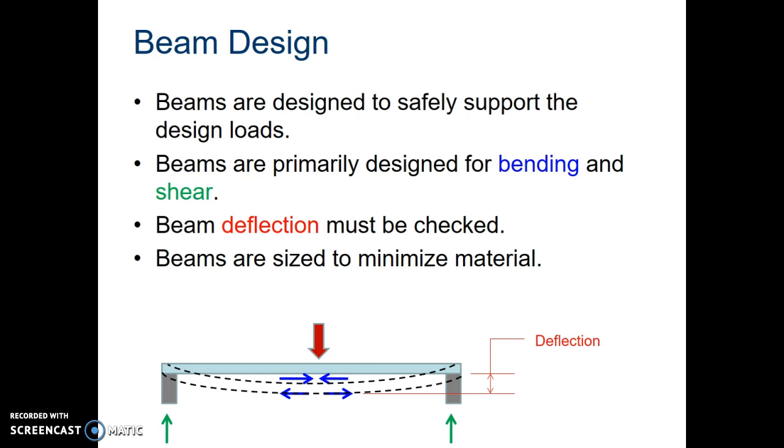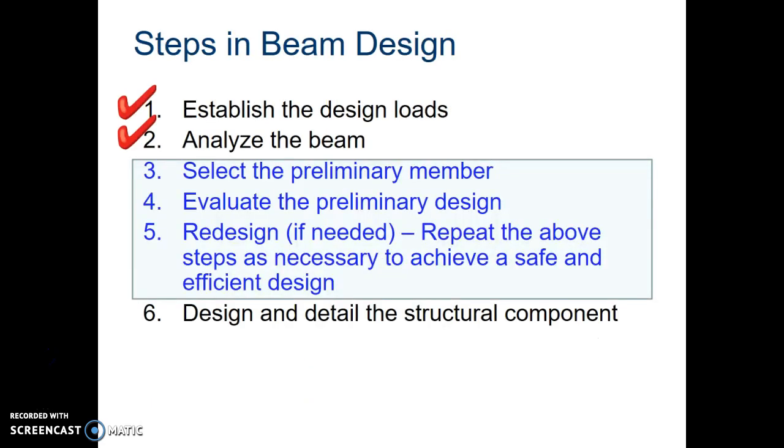And beams are designed to safely support design loads of a building. Beams are primarily designed for bending and shear. You also need to check beam deflection. Beams are going to be sized to minimize material because for building materials, cost is directly related to the amount of material that's being used. More material adds weight, which makes a higher cost. Designers typically attempt to reduce the weight of construction materials to reduce cost.